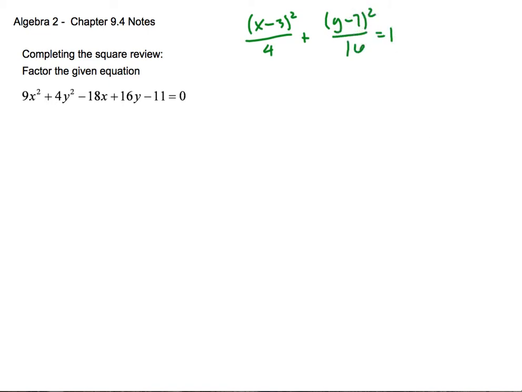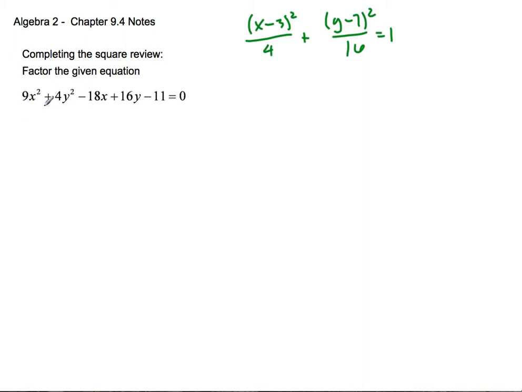Well, to work with your ellipses, what you're going to have to do sometimes is factor. And when you factor, things aren't going to always look so pretty. You're going to have to complete the square. And we're just going to practice that real quick before we get into ellipses. So if you are completing the square and you're given an equation that looks like this and they ask for an ellipse, well, what we'll want to do is get this into a factored form.